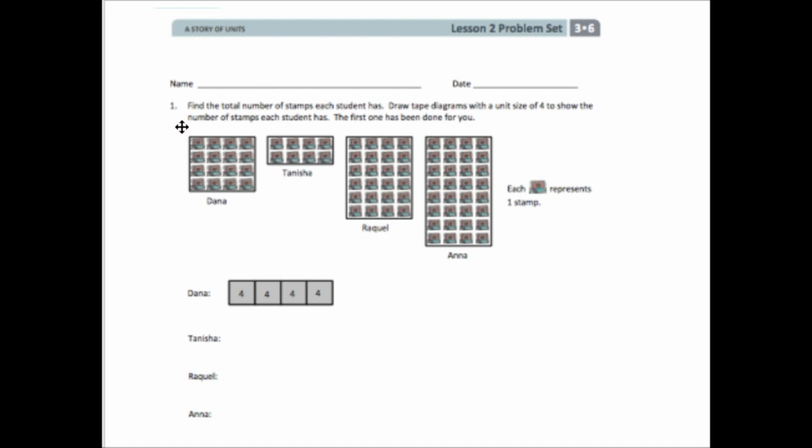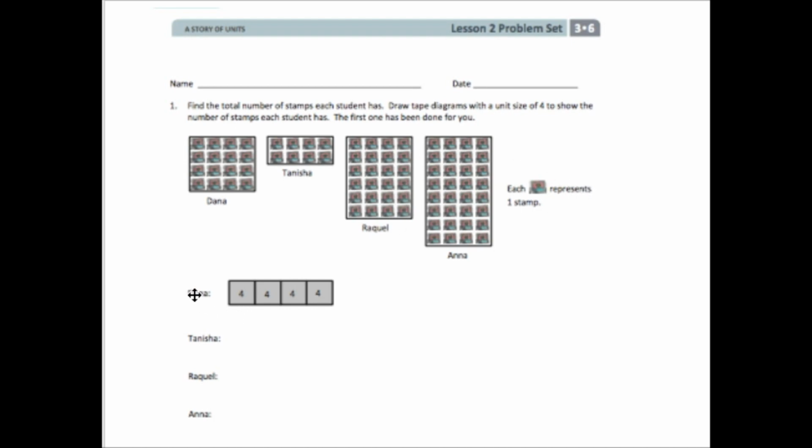So problem set, question number 1. I'm asking you to find the total number of stamps that each student has. I'm asking you to draw a tape diagram with the unit size of 4 to show the number of stamps that each student has. The first one has been done for us.